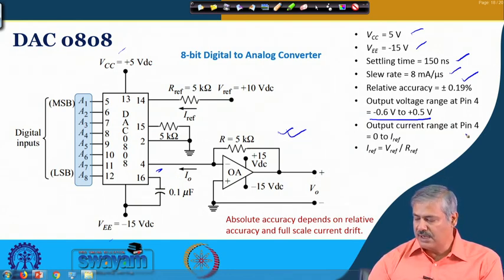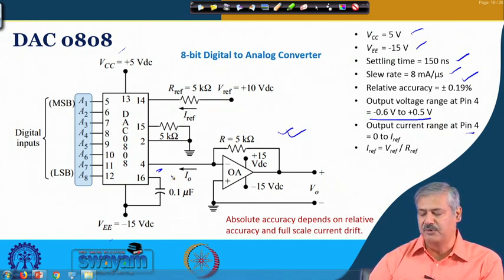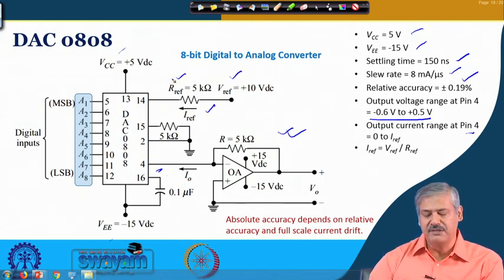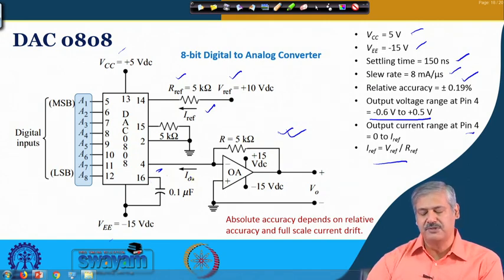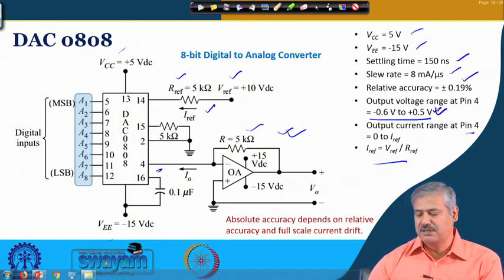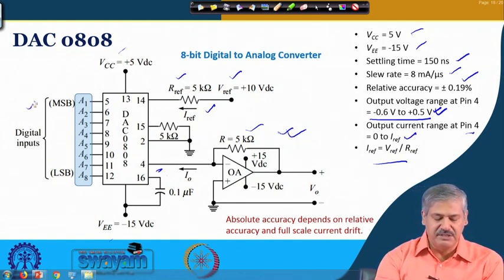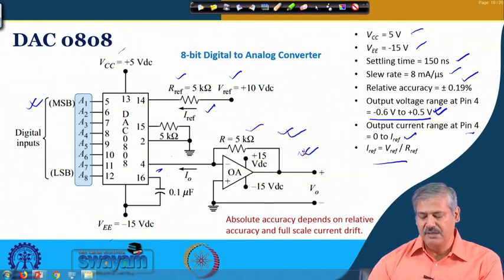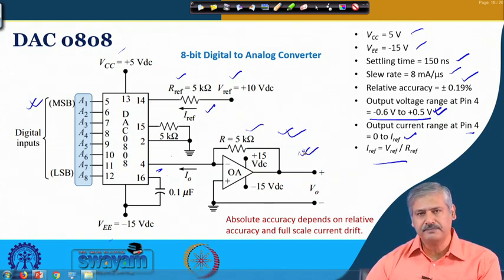So, it is the output current at pin 4 which is of importance to us, which makes more sense, which is 0 to I reference. I reference is coming from here. So, this is V reference and this is R reference. If you divide by them, and this is connected from outside, then you get I reference. So, the current change is from 0 to I reference based on the digital inputs. And this I reference will come through this resistance, and accordingly the output voltage will be generated. So, this particular output voltage is not of much concern, but the output current that is varying because of the digital input is of importance for this particular DAC. And after that there will be an op amp based amplifier like this.